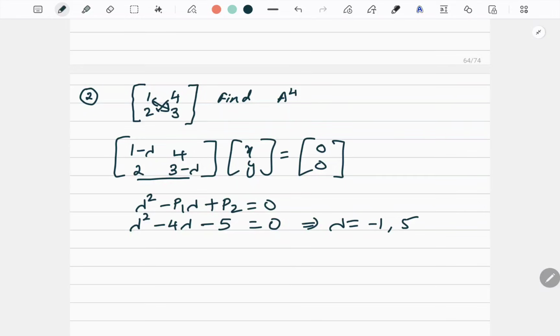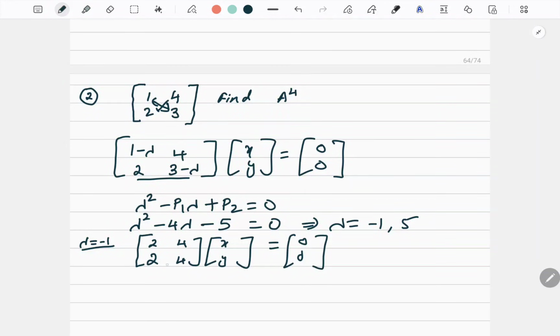Okay. Now let me find out eigenvector. For eigenvector, first I will do for lambda is equal to minus 1. So put here. So what you will get? 1 minus of minus 1 is 2, 4, 2, 3, 4. So x, y is equal to 0, 0.